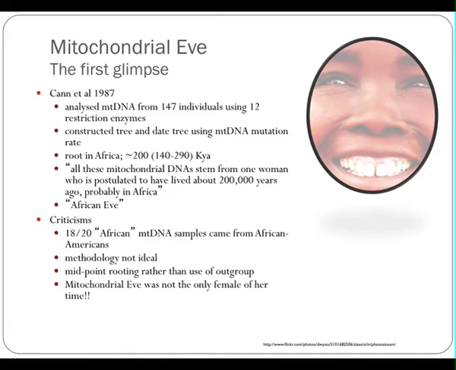And one of the problems with calling her mitochondrial Eve, it's actually a very evocative title, but it doesn't map cleanly onto the biblical narrative, in that mitochondrial Eve was not the only female of her time. It just so happens by chance hers is the only lineage that has survived from that time. And all the other females at that time who had different mitochondrial lineages, those lineages have died out.